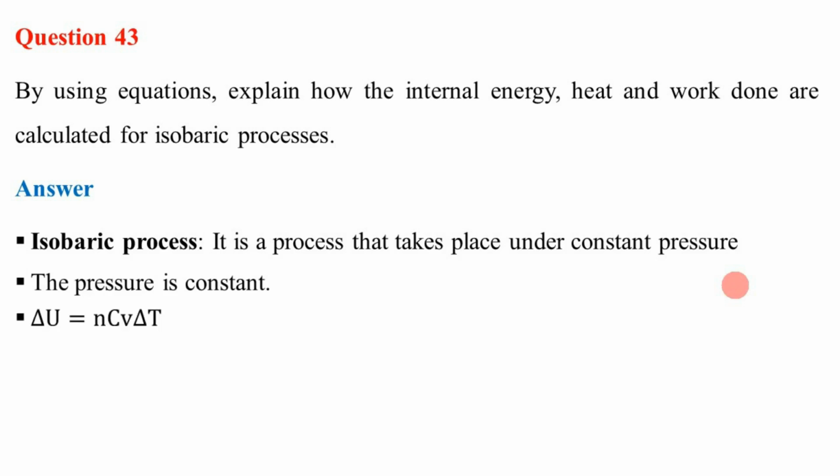If the pressure is constant, we know that dU, which is the internal energy, is equal to nCv dT. Internal energy for all processes is equal to nCv dT. Then we know that internal energy is equal to Q, which is the heat, plus the work done. Then the heat is equal to nCp dT. Here we do not have constant volume, we have constant pressure. That's the reason why for this heat we use Cp, the molar heat capacity at constant pressure. In this case, Q is equal to nCp dT.